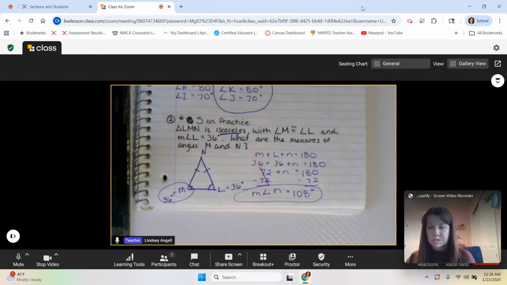All right, so it's using these definitions and using rules that we know about these figures to help us solve these little puzzles. Okay, that's how I like to think of it.